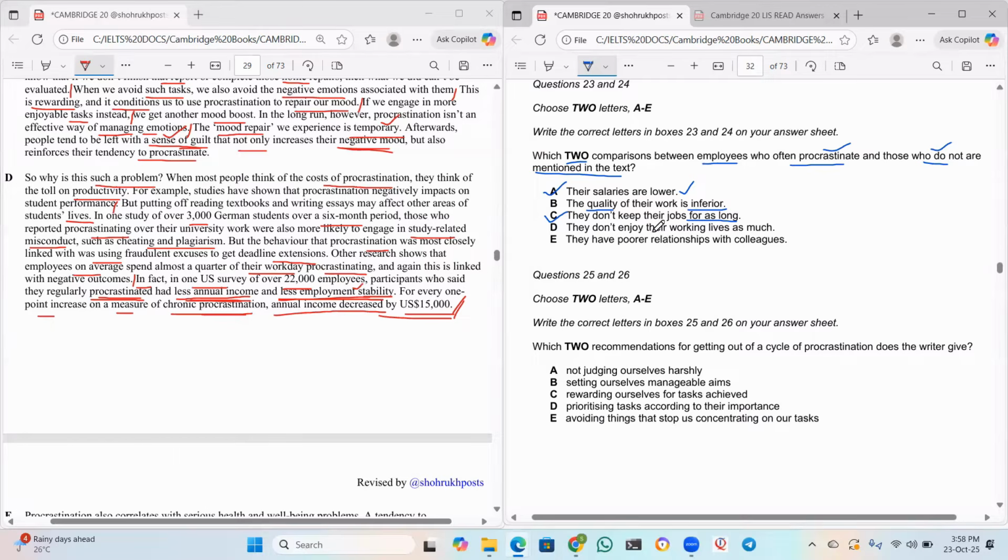Okay. They don't enjoy their working life as much. No, he did not talk about any enjoyment of work here. And they have poorer relationship with the colleagues. Nowhere in the paragraph he spoke about colleagues, right?